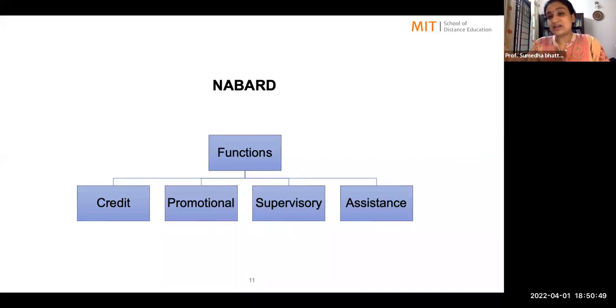They also provide assistance to the government and to the NGOs, be it technical assistance or financial assistance, in executing various projects which are meant for rural development. So that is about NABARD.